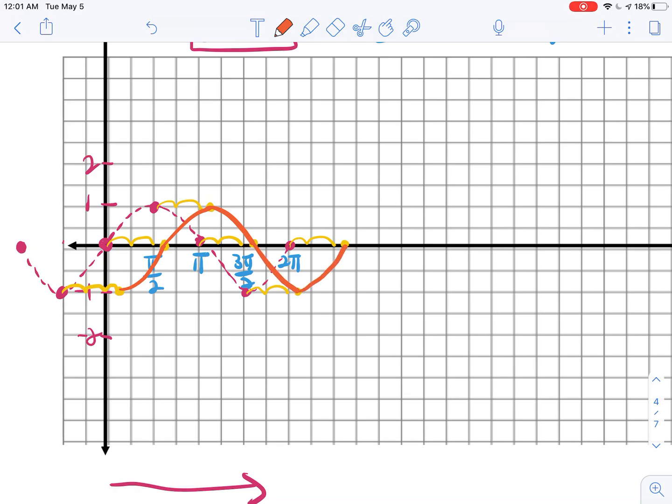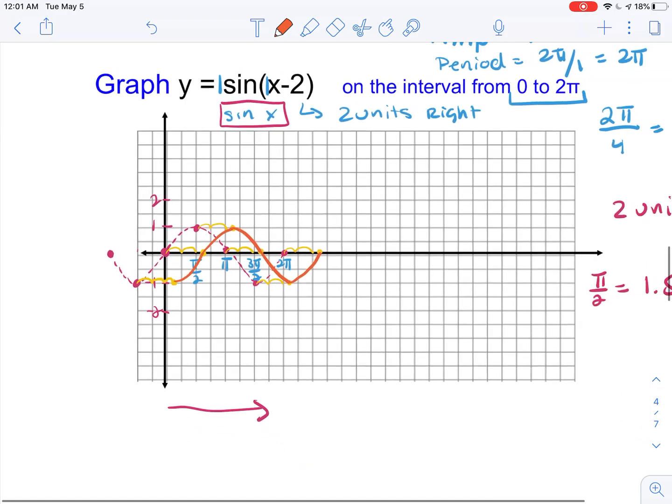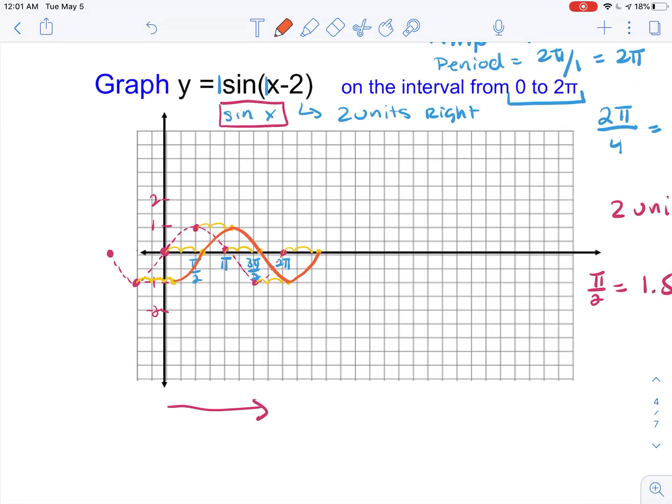So now I'm going to connect them. So we have from here to here. Keep going.